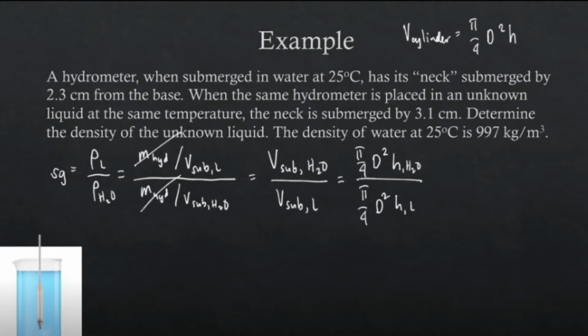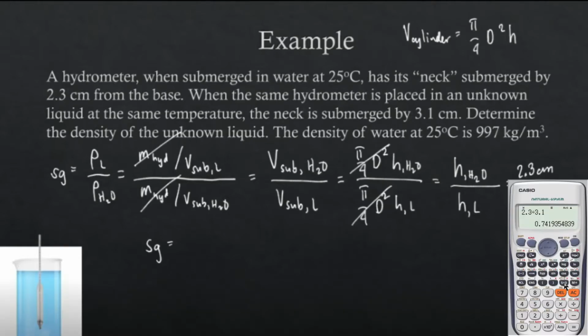Again, since we are using the same hydrometer, the diameters of their neck are identical, so that would cancel together with pi over 4. We would be left with the height of submersion when the hydrometer is in water divided by the height of submersion when the hydrometer is in the unknown liquid. And that is readily solvable. We have 2.3 centimeters divided by 3.1 centimeters. We get the specific gravity. That is 0.7419. The specific gravity is dimensionless because it is a ratio of densities.